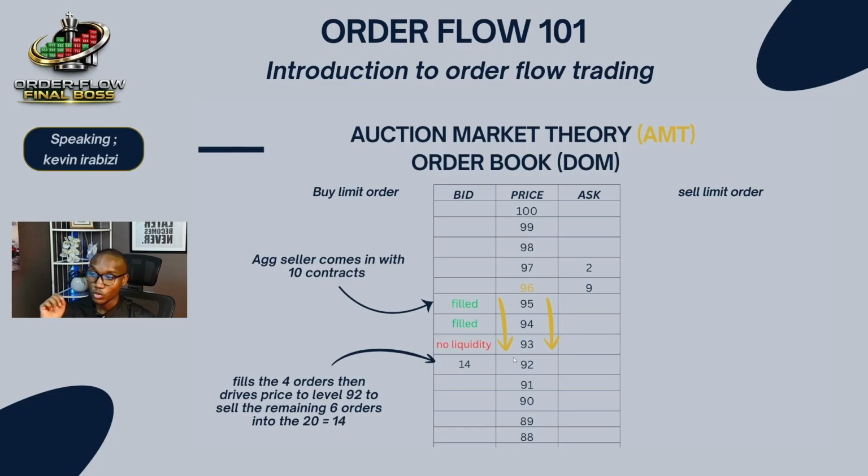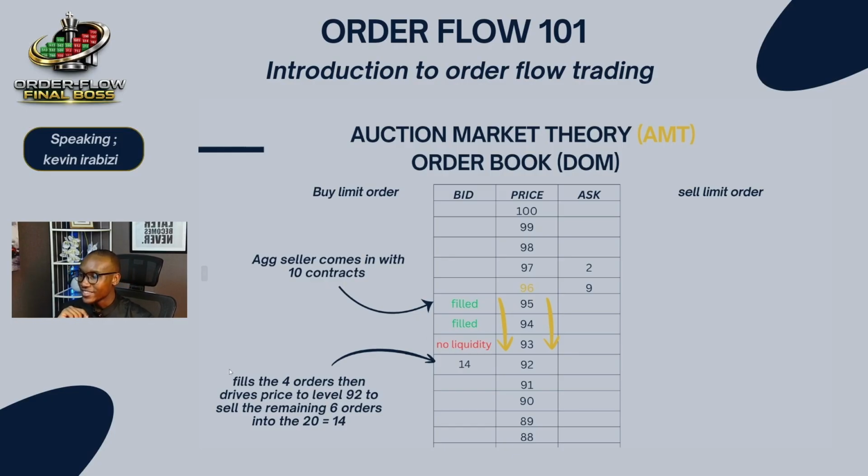Price gets pushed to price level 92 where we have the next best available buy limit order. And this guy is willing to buy 20 contracts. But he is only selling 6 contracts remaining from the 10. So he fills in the 6 contracts and this guy remains with 14 buy limit contracts. And what happens next? If there's no order that comes in next, price remains stagnant. Only aggressive orders move price. Hopefully you understand this whole concept.